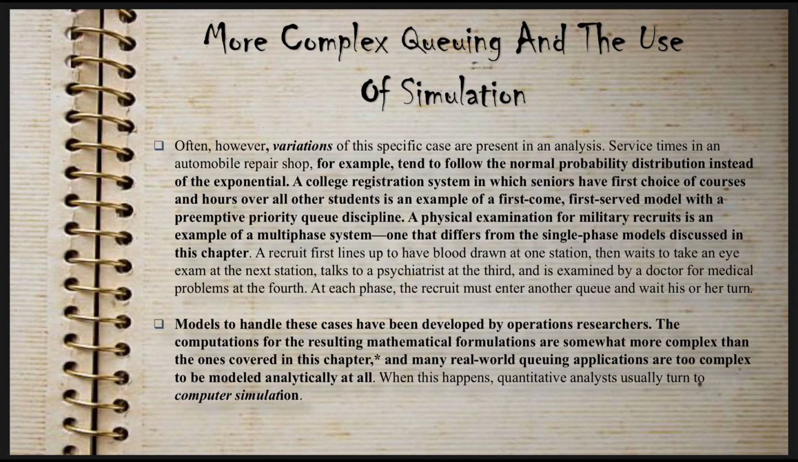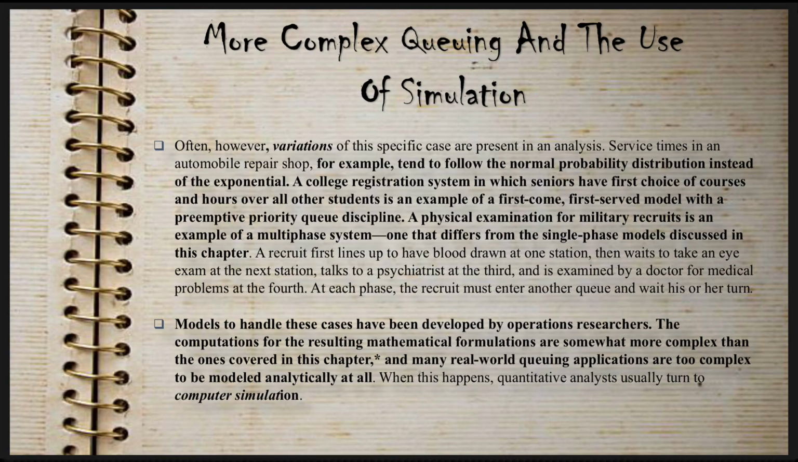A physical examination for military recruits is an example of a multi-phase system, one that differs from the single-phase models discussed in this chapter. So I will give another real-life example. Let's consider a line of people waiting to buy a ticket at a cinema hall. A new person will join the line from the end, and the person standing at the front will be the first to get the ticket and leave the line.